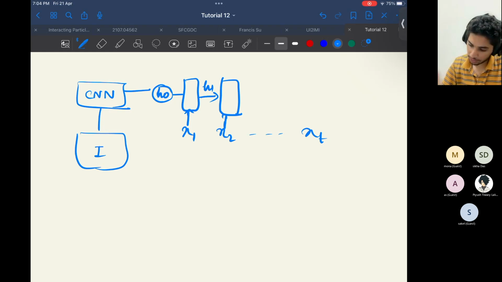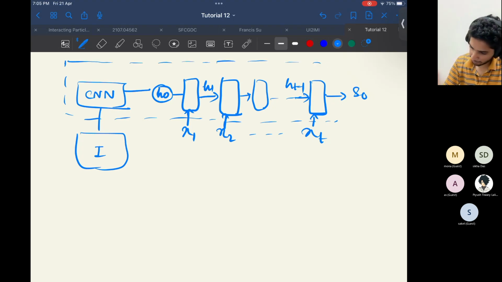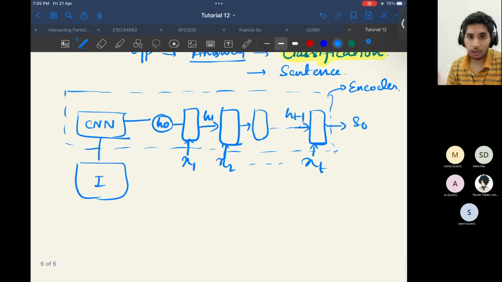It will generate some H1, and X2 will be given as input at the second time step, and similarly it will follow until the last time step. So this will give some ht minus 1 as input, xt will be given as input, and it will give some s naught. You can think of this whole thing as your encoder. So this is your encoder here. Now given this encoder, you have generated a summary s naught.